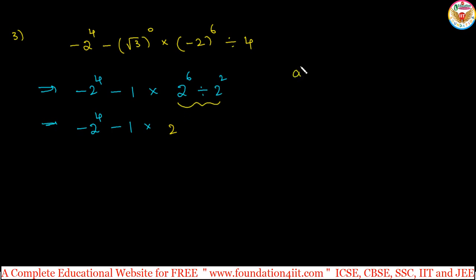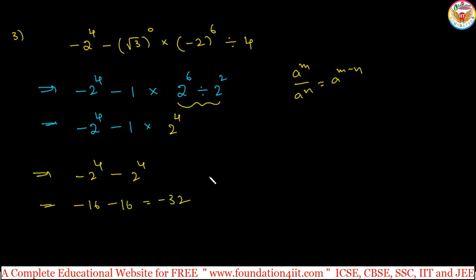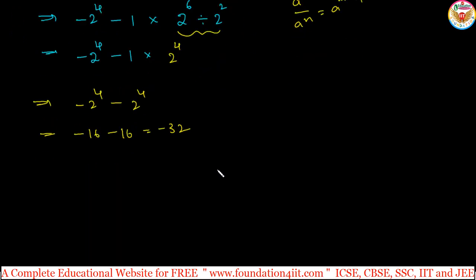Okay, a power m by a power n is a power m minus n. So 2 to the power 6 minus 2 is 2 to the power 4. Next, multiplication: minus 2 to the power 4, minus 1 into 2 power 4, is 2 to the power 4. Now minus 2 power 4 is 16, minus the same 2 power 4 is 16. So minus 32 it is. Okay, individually you can solve one by one. Evaluating is over. Now let us see one or two questions on simplify.